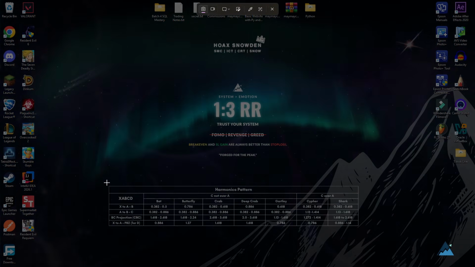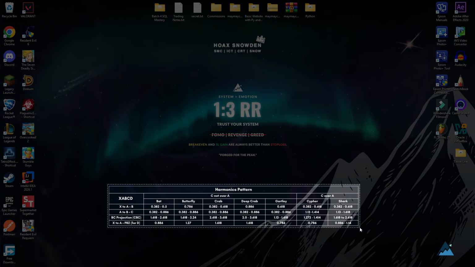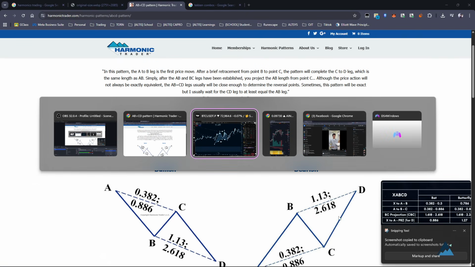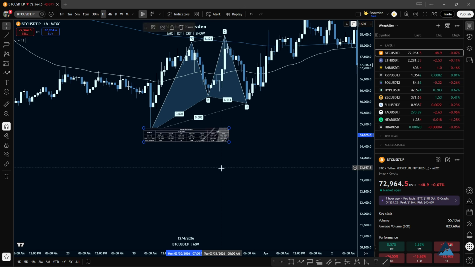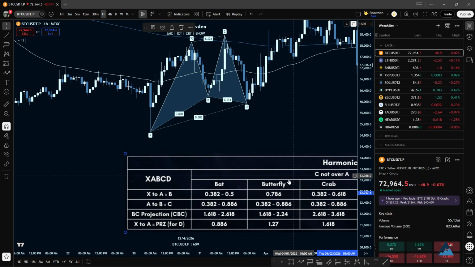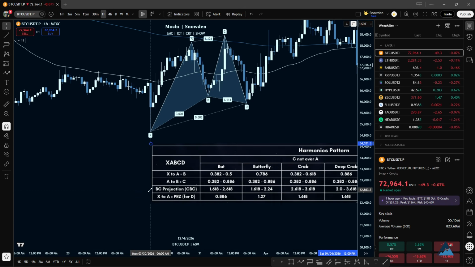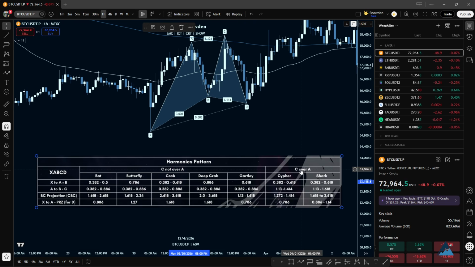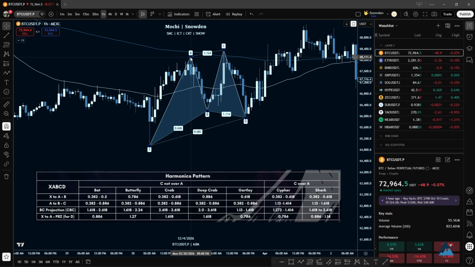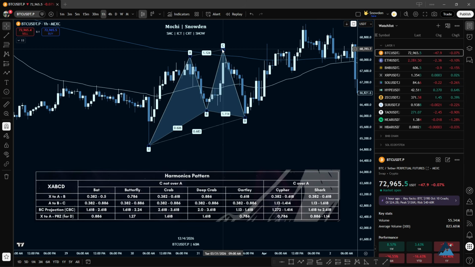Once again, I made this. The first thing that we check is whether C is higher than A, or whether C did not go past A. In this case, C went past A, right? So here we look at only two possibilities.